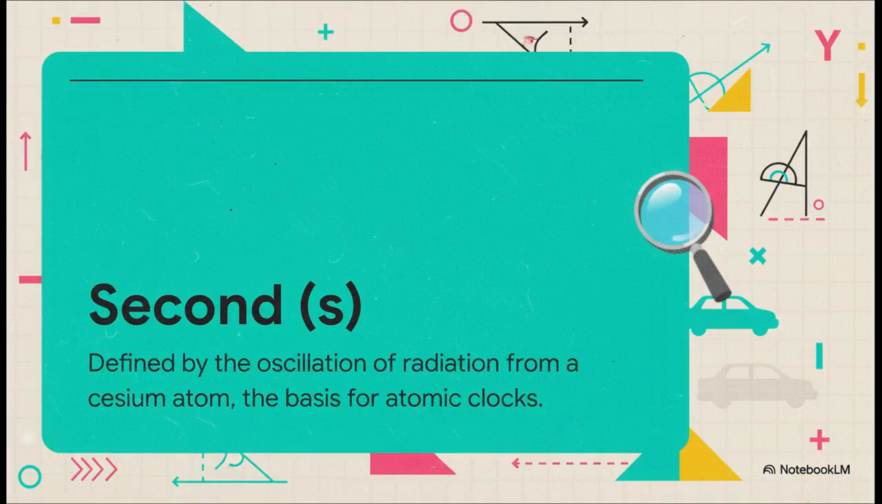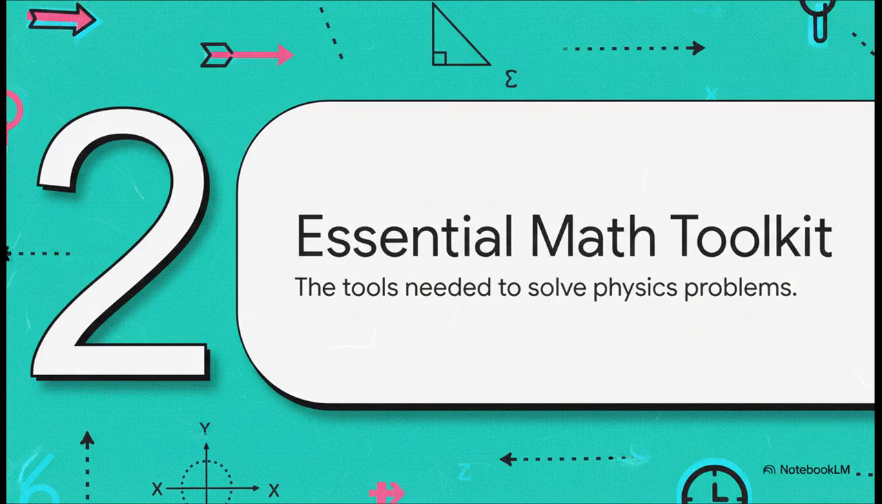And finally, we have the second. This unit is defined with just mind-boggling atomic-level precision. It's based on the oscillations of a cesium atom. And if that sounds familiar, it's because this is the exact same principle that makes atomic clocks so unbelievably accurate. All right, we've got the language down. Now it's time to open up our essential math toolkit.